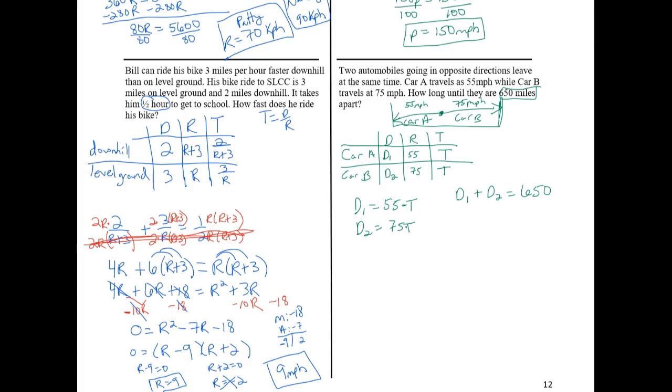Well, distance 1 is going to be made up of 55t. That's what it equals. So instead of writing d1, I substitute in 55t. d2 equals 75t. So I replace d2 with 75t. And that still equals 650. Now I've got one equation and one variable. I can solve one equation with one variable.